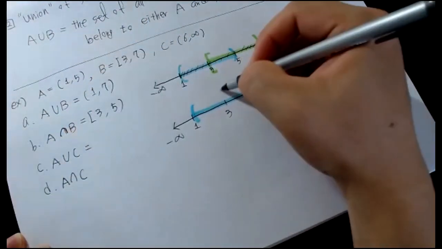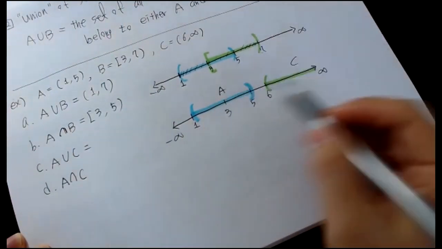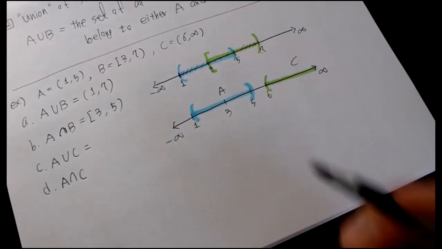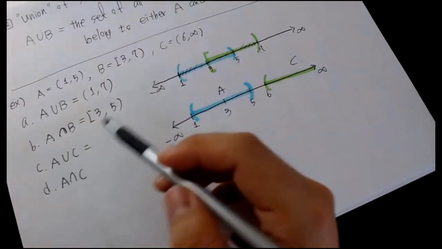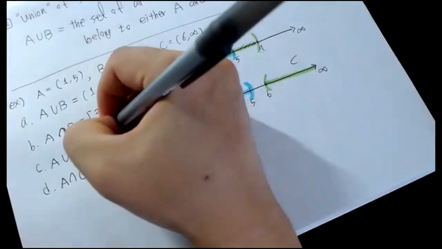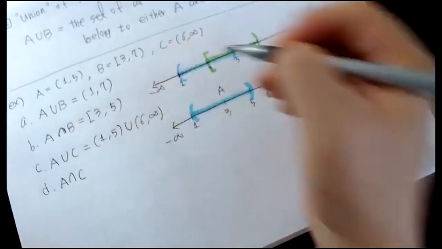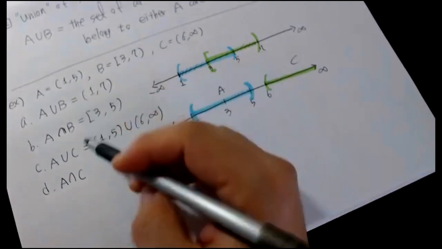So this is A, and this is C. You see that here the two sets are separated, without a common part, completely separated. In this case, there is no way to express A union C as one single interval. So A union C is just the open interval 1, 5 union the open interval 6, infinity. That's the simplest form of the expression of A union C.